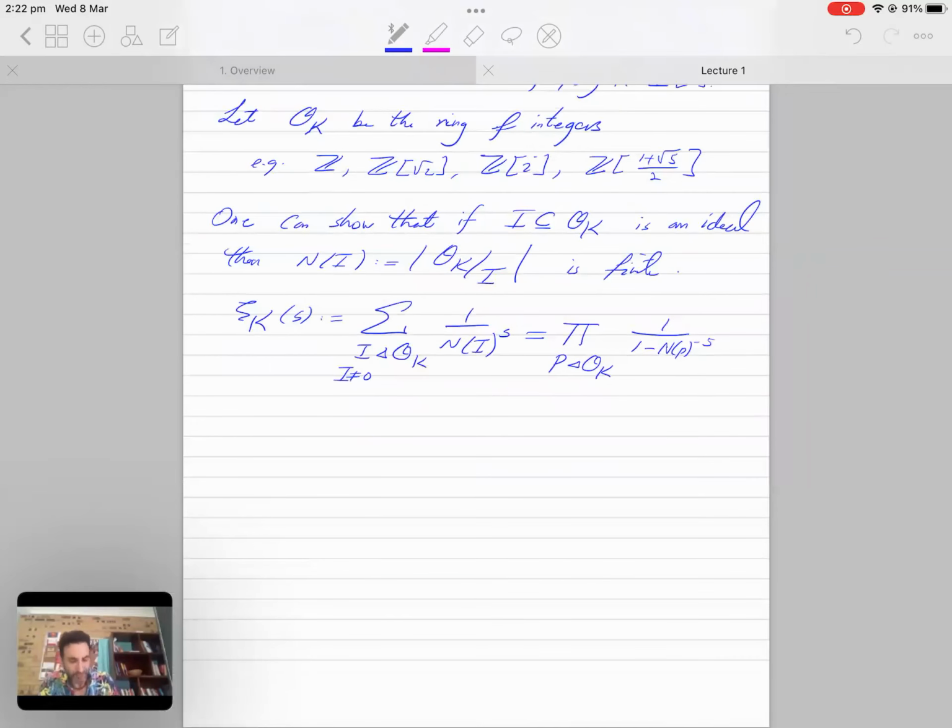So the following definition will also be useful. Definition: a divisor in K, or on K, is a finite sum of prime ideals with multiplicity.